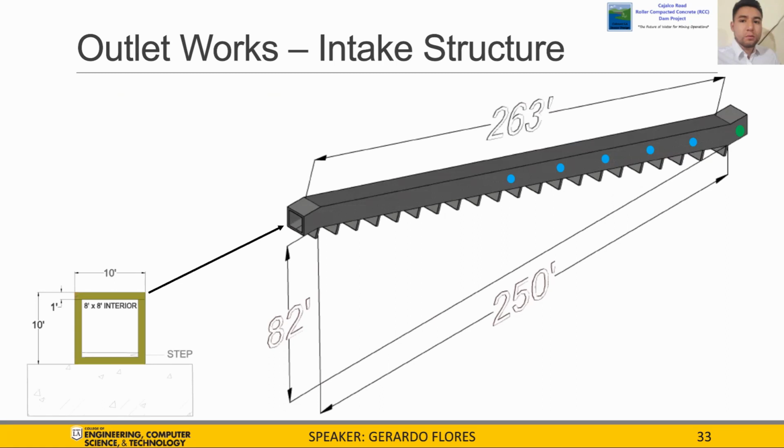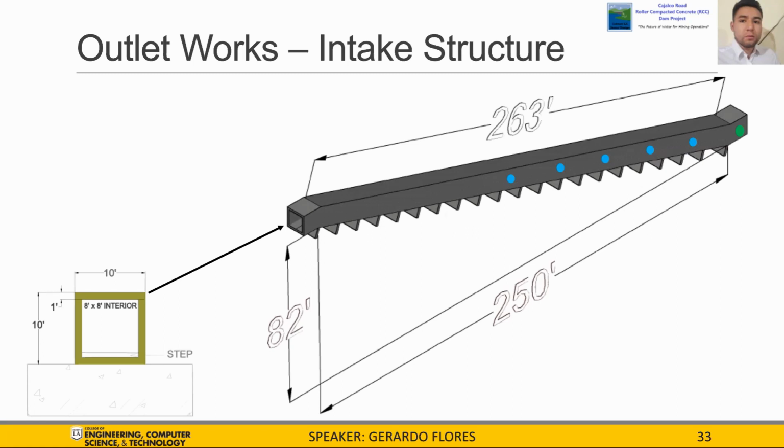The intake structure takes in water from the reservoir through orifices located on the tower. Once water begins to be drawn in, it is diverted away through an outlet pipe located at the tower base. The blue circles represent orifices, and the green circle represents the discharge pipe.